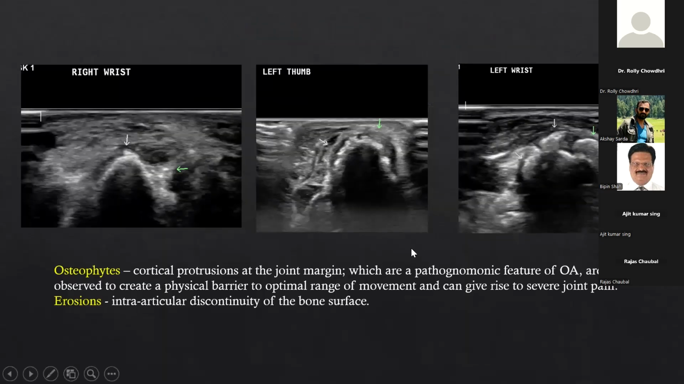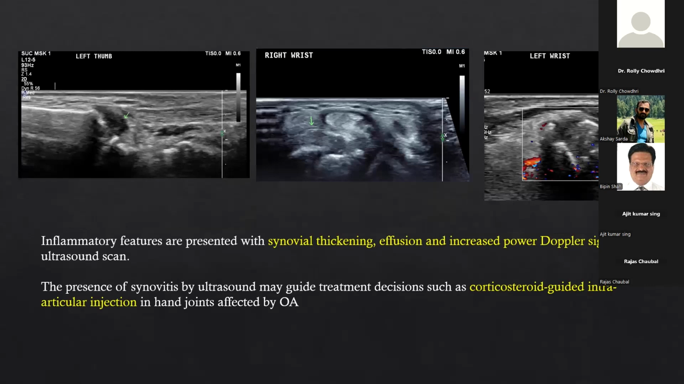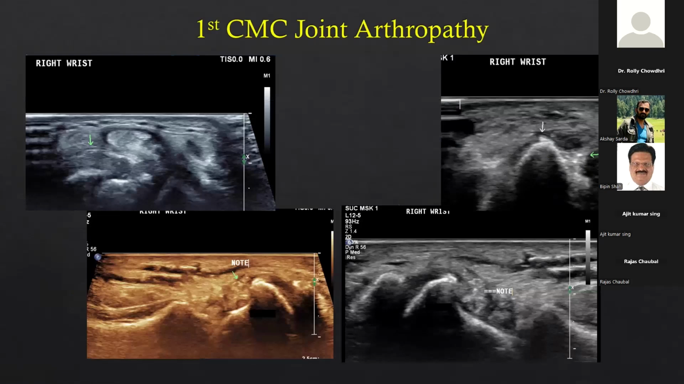Now, the osteophytes may be seen as very small cortical protrusions, or there may be very frank osteophytes or loose bodies seen around the joint. We may see erosions on the bony surface. Along with the osteophytes, the other diagnostic features are the features of inflammation, like synovial thickening and increased signal on power Doppler. All these features are typically associated with first carpometacarpal joint osteoarthritis.